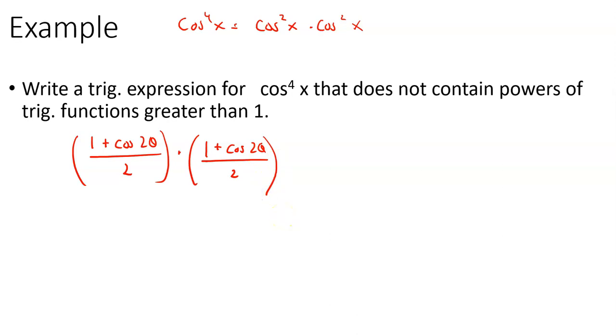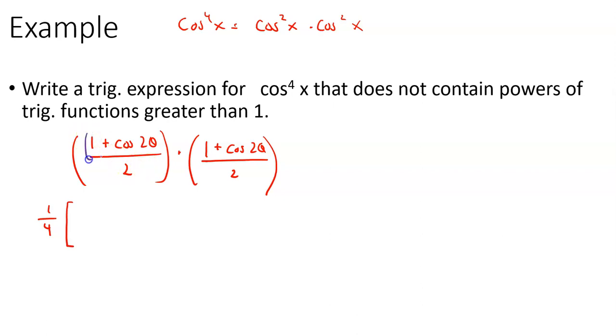And then I can pull out what? Well, 2 times 2 is 4. So let's pull out the quarter, and I'm left with the two numerators, the 1 plus cosine 2 theta and the 1 plus cosine 2 theta. So just to save a little space, let's combine these things now.